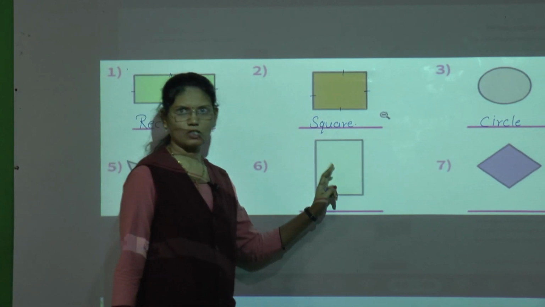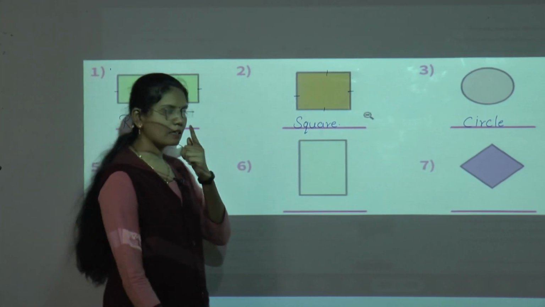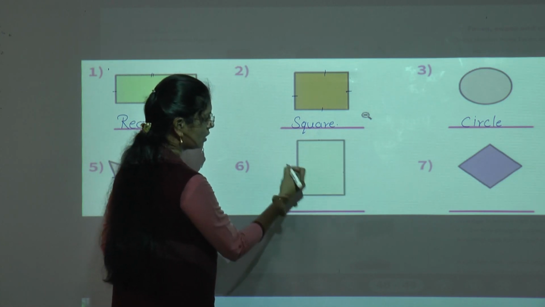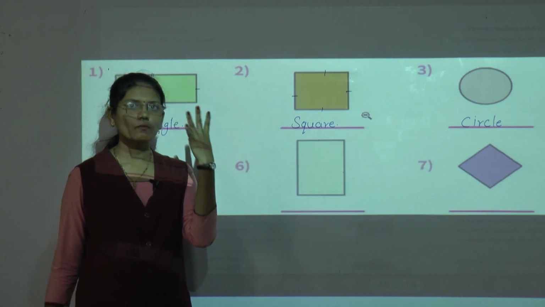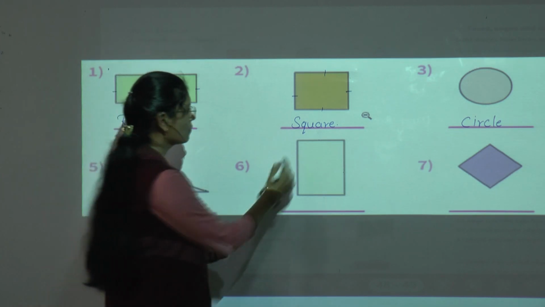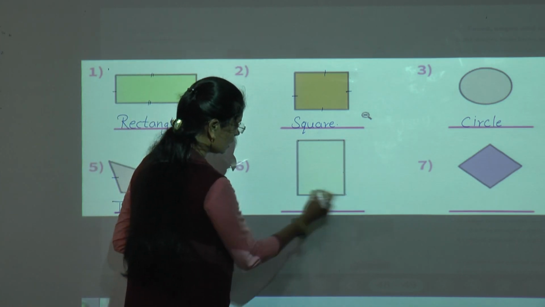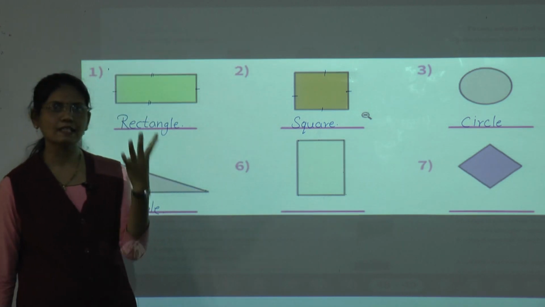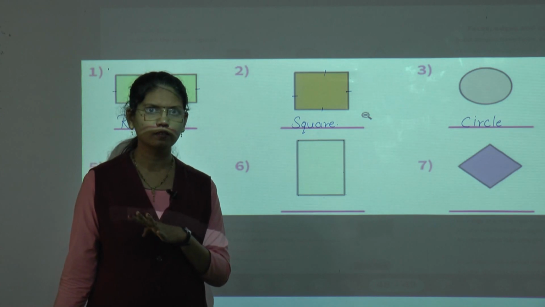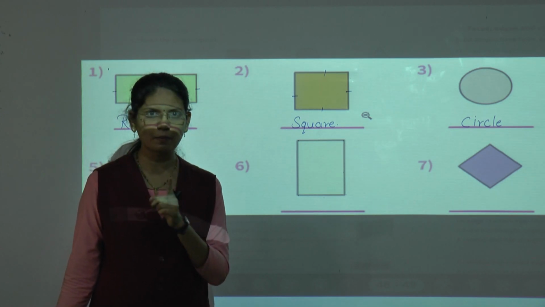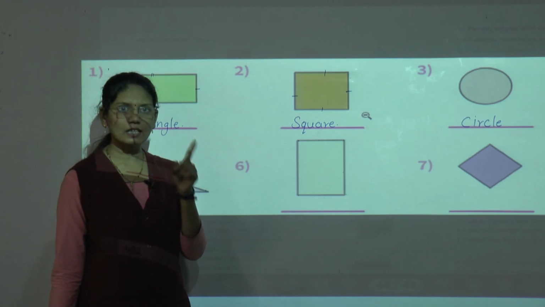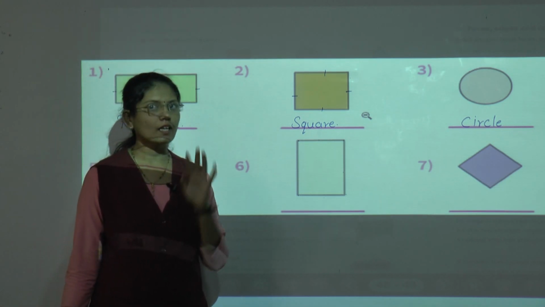Now see this shape. We will count how many sides it has. 1, 2, 3, 4. So it has 4 sides. Now let us count how many corners it has. 1, 2, 3, 4. 4 sides, 4 corners. So which shape is it? Square or rectangle? For that, which property is important? Yes. What we have to see? We have to see whether all the sides are equal or not.